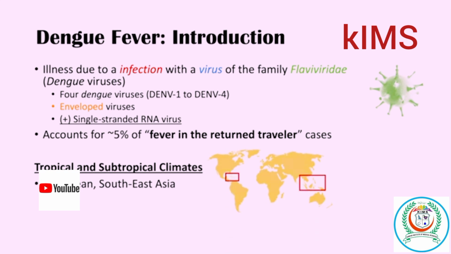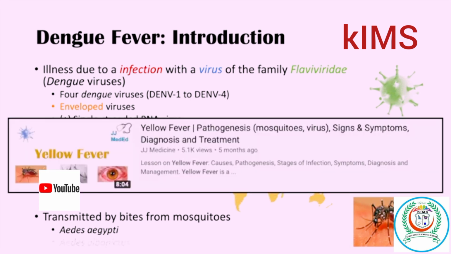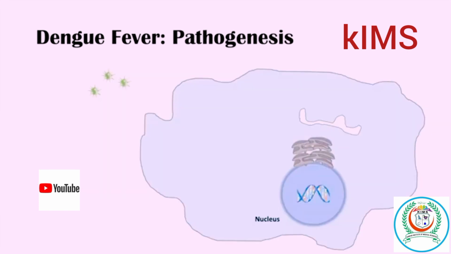So how do we get infected with this virus? We actually get it from our lovely friends, the mosquitoes, once again. And the mosquitoes in particular are the species Aedes aegypti, which is actually the same mosquito that can infect us with yellow fever, and the related species Aedes albopictus. So what is the pathogenesis of dengue fever?